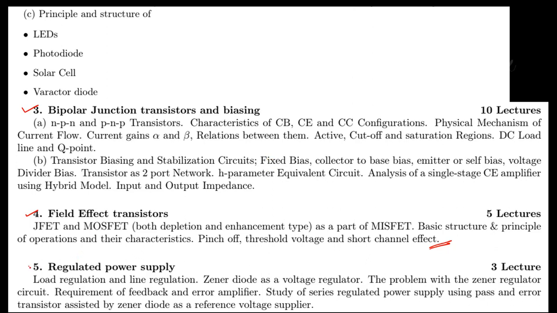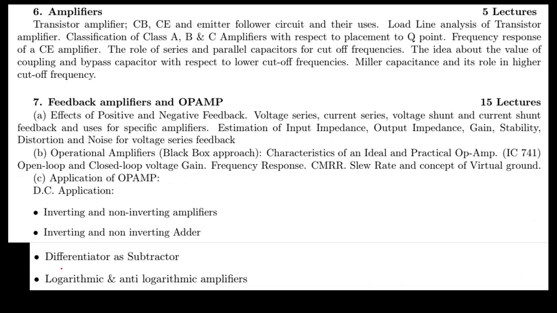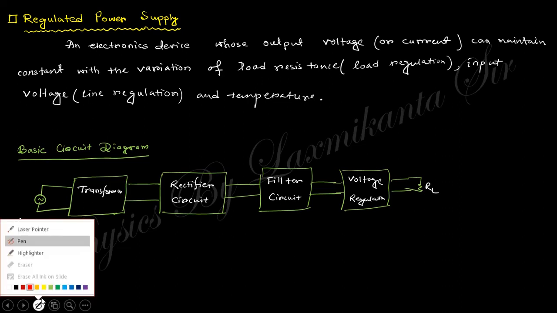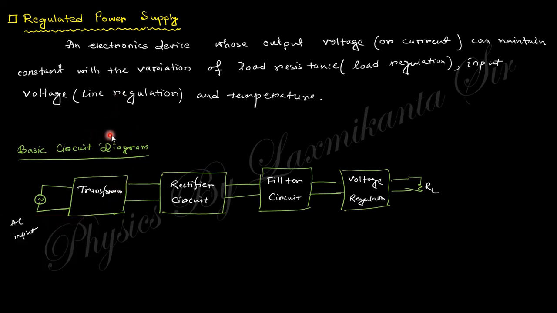Today we want to discuss this part, that is regulated power supply, that is load regulation, line regulation, Zener diode as a voltage regulator, the problem with the Zener regulation, requirement of the feedback and the error amplifier, and the study of series regulated power supply using pass and error transistor assisted by the Zener diode as a reference voltage supply. So you can see this one by one. And the upcoming session will cover amplifier, feedback amplifier, and then multivibrator and oscillator. Okay. So what do you mean by regulated power supply?